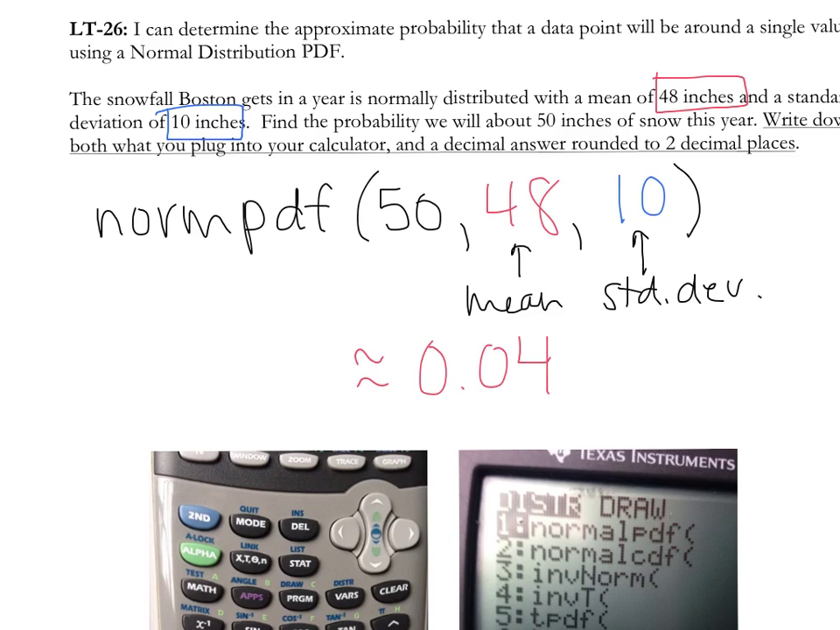0.04. So as a decimal, that's our probability. If you wanted a percentage, this would be around 4%. So once again, for a normal distribution PDF, we want the probability that a data point will be around a single particular value.